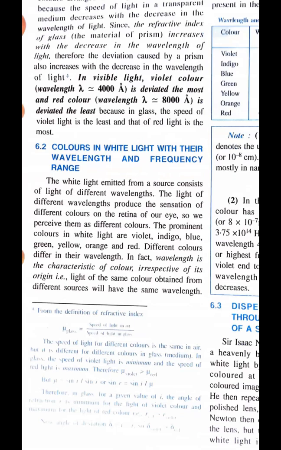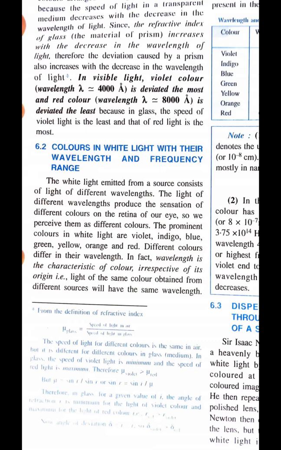They have given mu of glass is speed of light in air upon speed of light in glass, and the speed of light for different colors is the same in the air, but it is different for different colors in glass. So the speed of violet light is minimum and the speed of red light is maximum. Therefore, mu of violet is greater than mu of red.